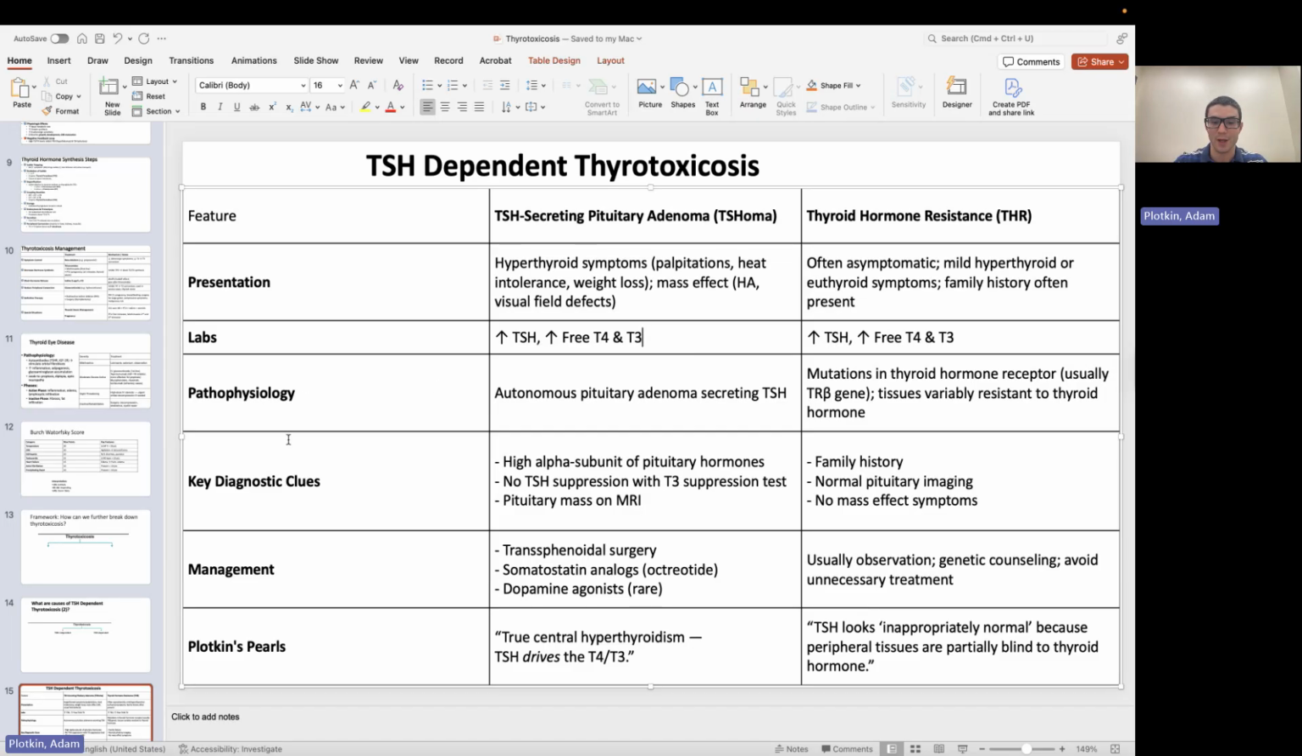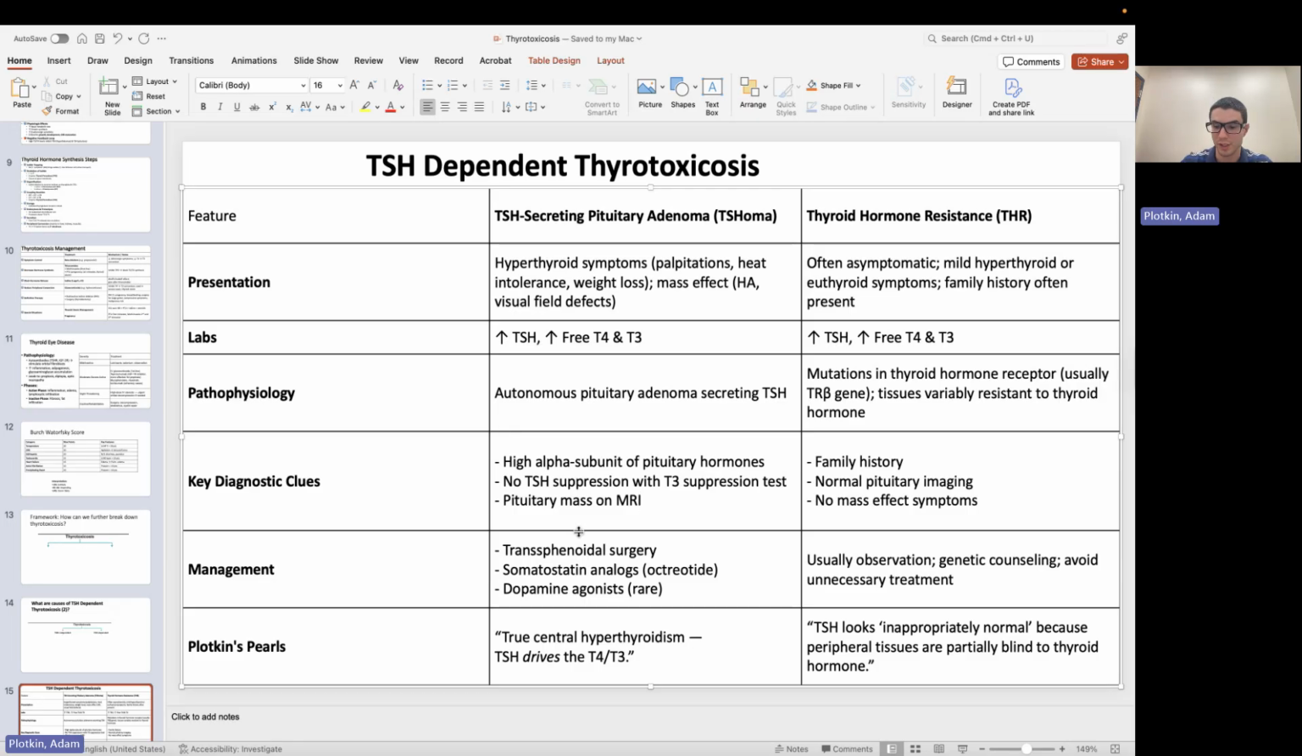So the pathophysiology, we have an autonomous pituitary tumor that's just constantly secreting TSH, and it's not listening to negative feedback, okay? So key diagnostic clues, really, we could see a high alpha subunit of the pituitary hormones. We're probably not going to test for that, but we'll see no TSH suppression if we do a T3 suppression test. So we basically give the patient exogenous T3, and that should suppress the hypothalamus and the anterior pituitary. If we have a tumor that's just autonomously secreting this TSH, it doesn't play by our normal HPT rules, right? My hypothalamus pituitary thyroid rules. And it's going to say, I'm not listening to you, and it's going to keep secreting, all right?